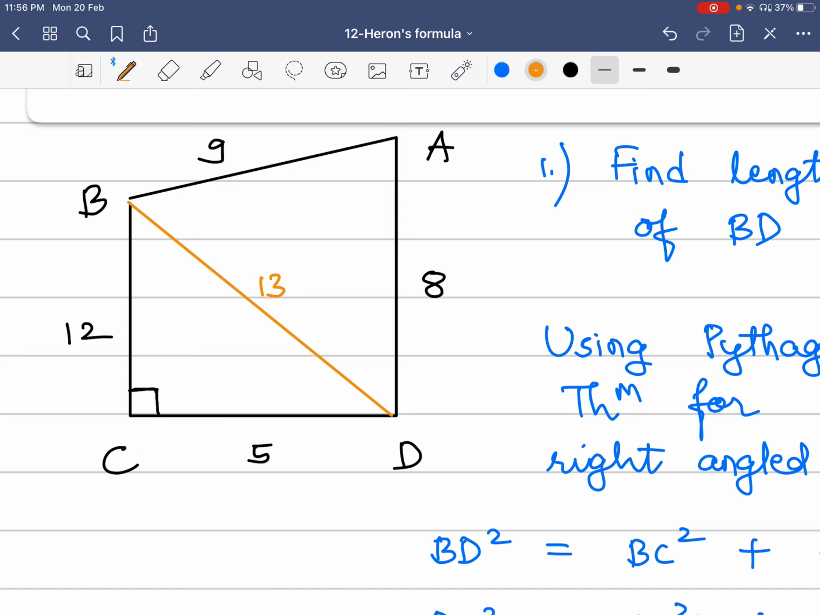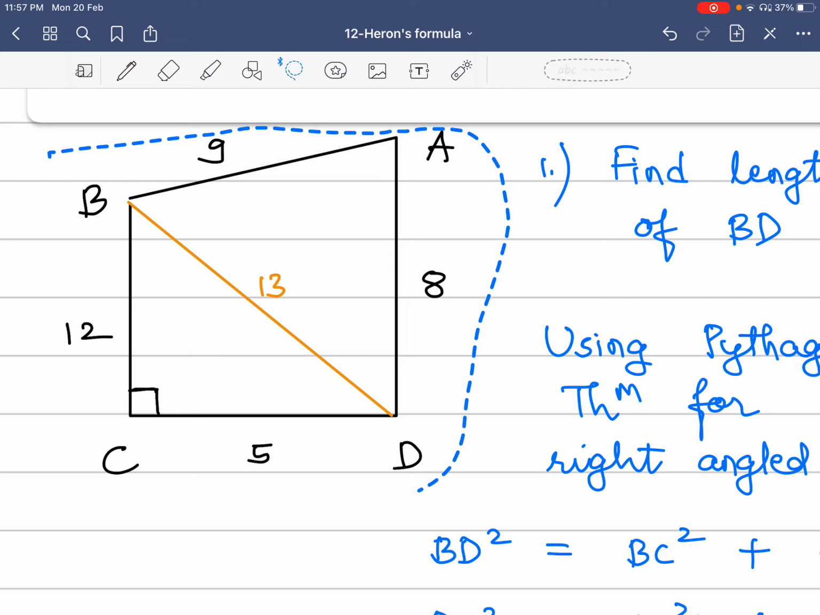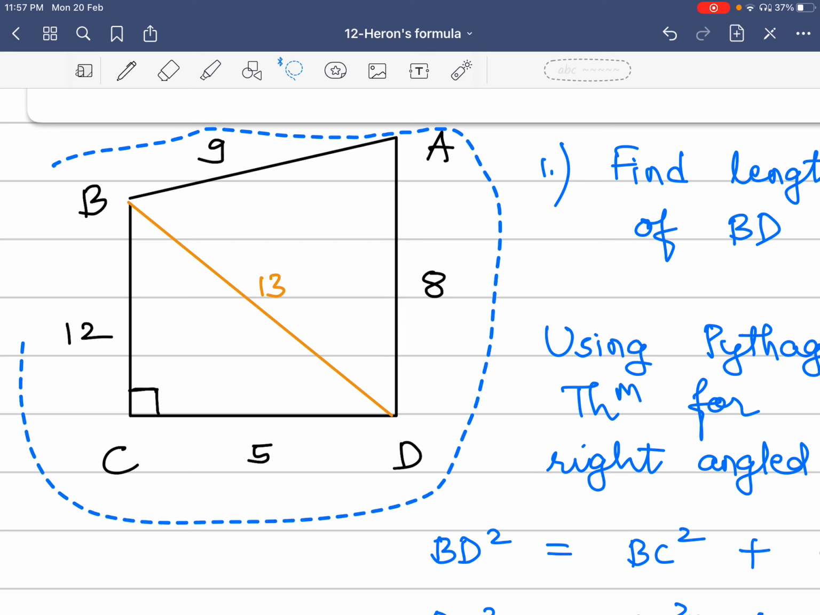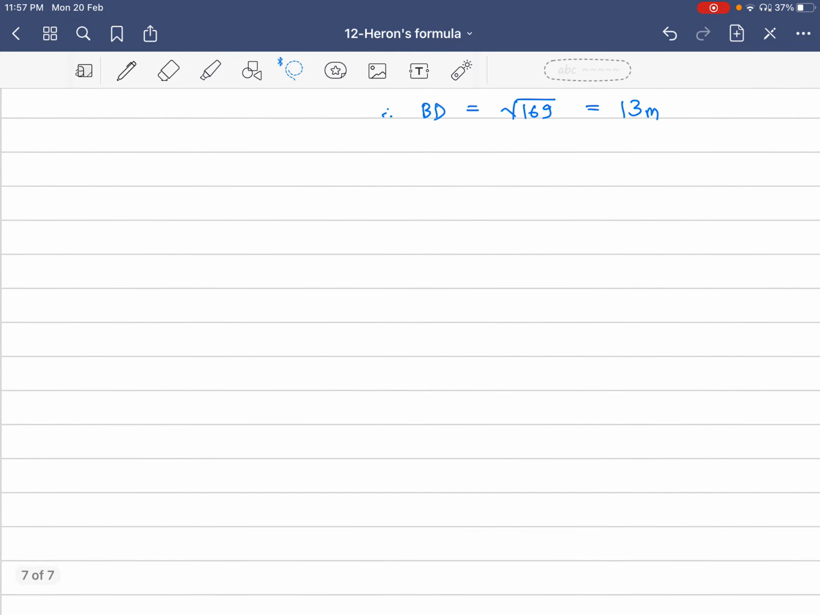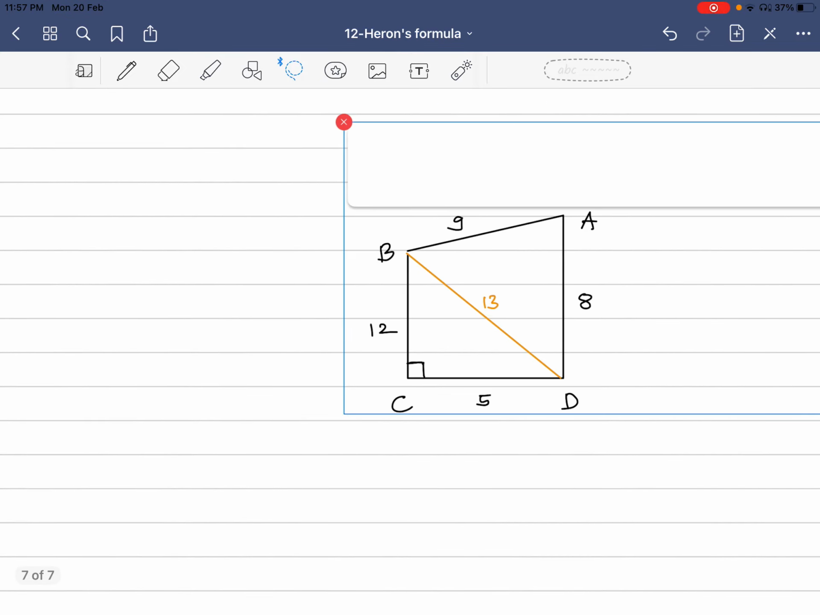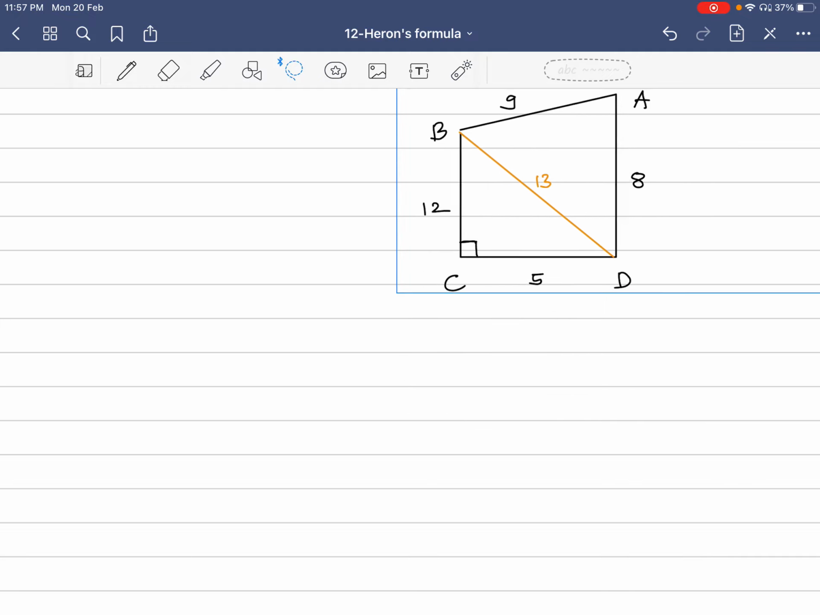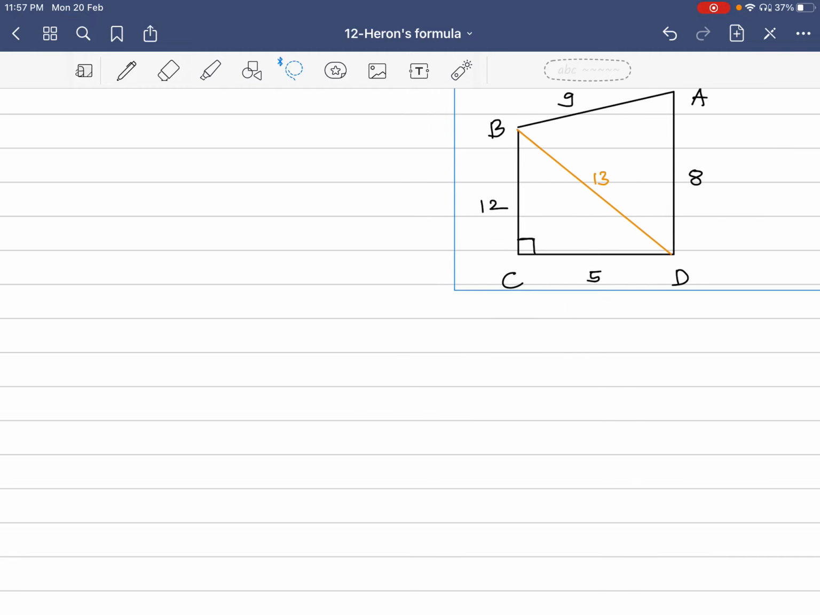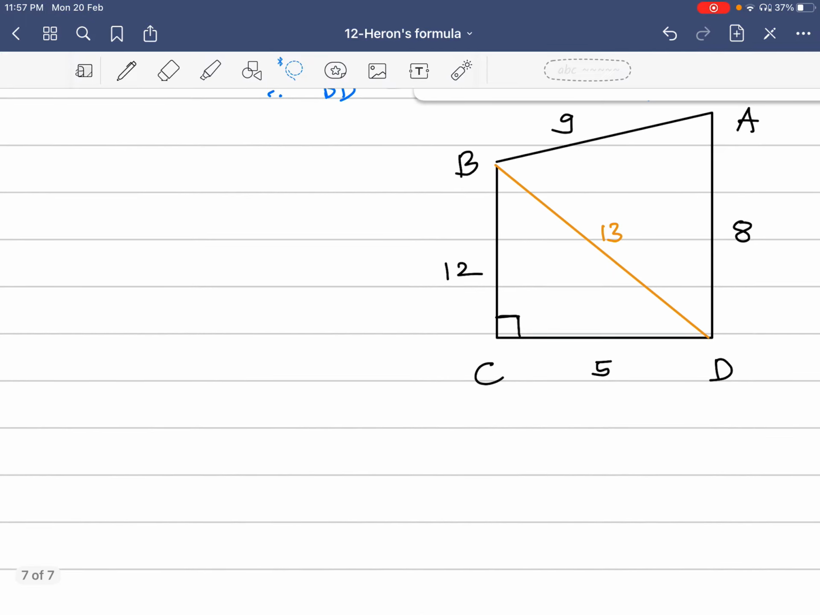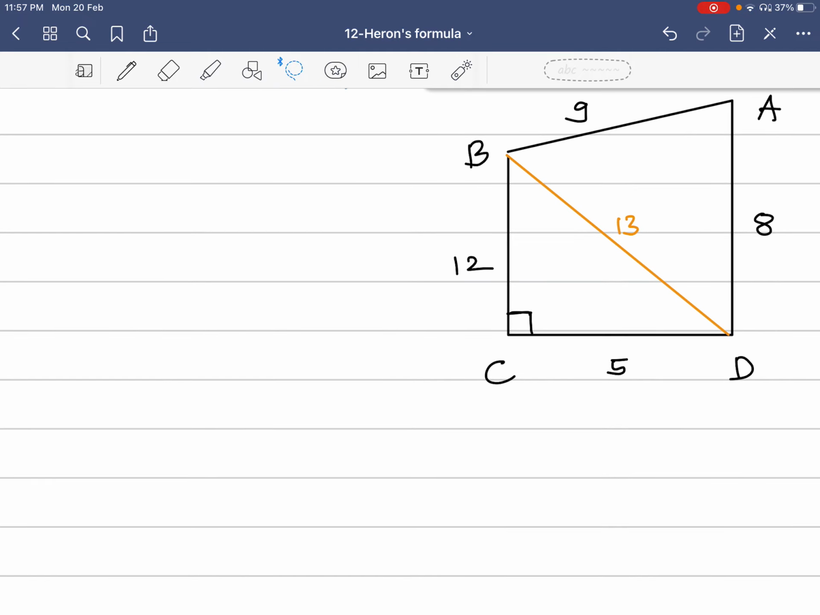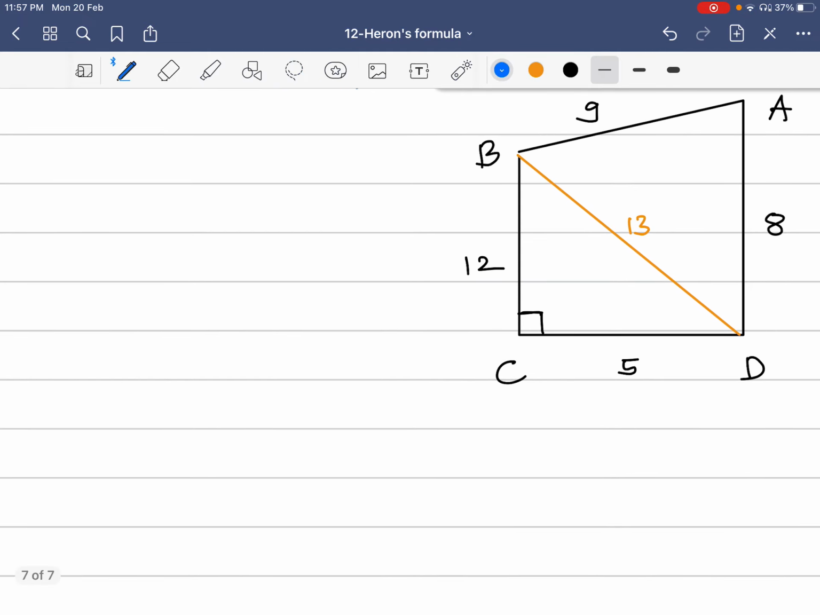So once again, let us create a copy of this so that we can use it ahead. Copy, and let's come down. Yeah, we have a lot of space here. Paste. Okay, so this is our quadrilateral here. Now let's try to zoom in. Okay, so first step, let us find the area of triangle BCD.